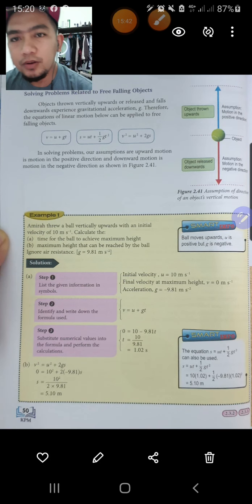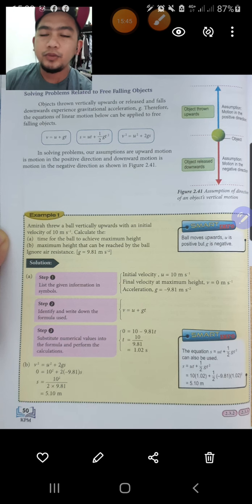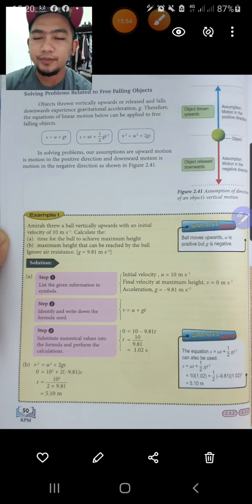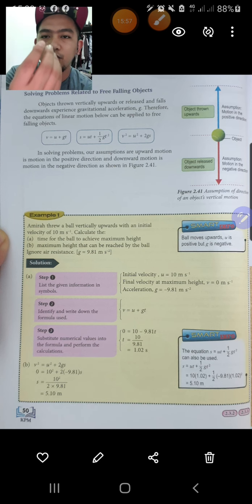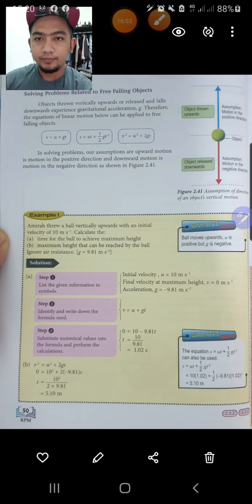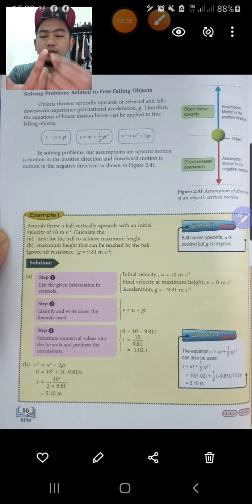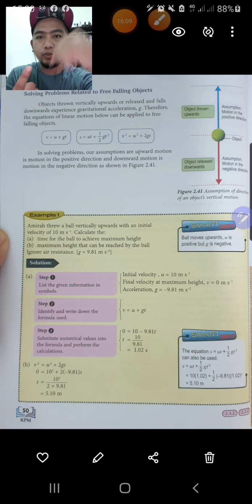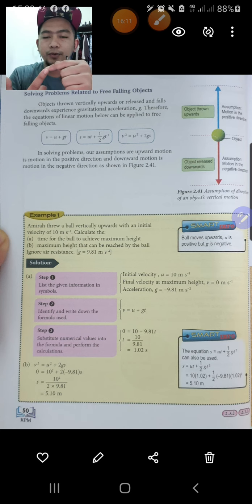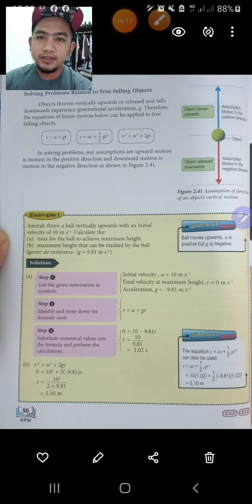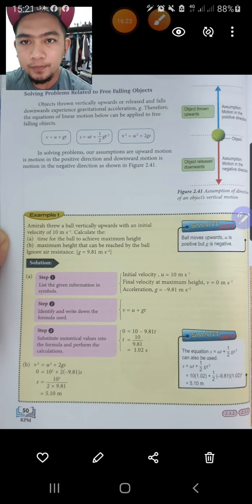So that's all for the concept of free fall motion. You have to know what is free fall motion, what is gravitational force, and the last one is gravitational acceleration. Free fall motion means itu objek jatuh without any other forces acting on it. And gravitational force means satu daya, a force that towards downwards. Okay, itu gravitational force. And last one is gravitational acceleration. Different places, different distance, so we got different value of gravitational acceleration.